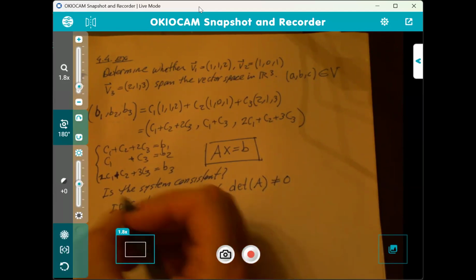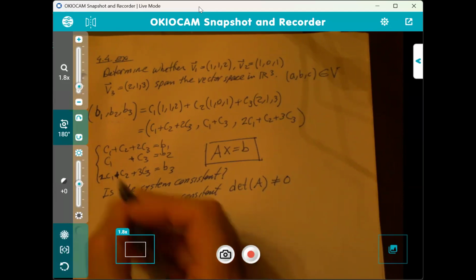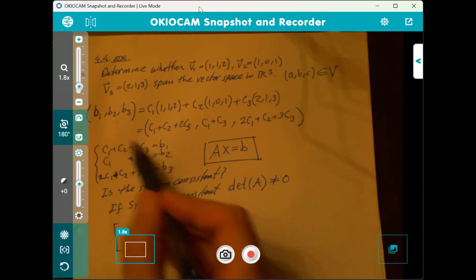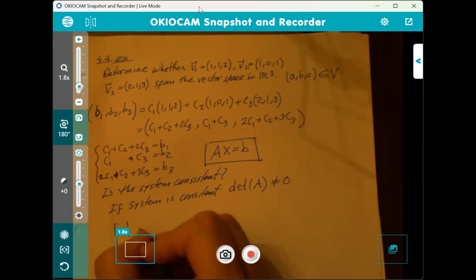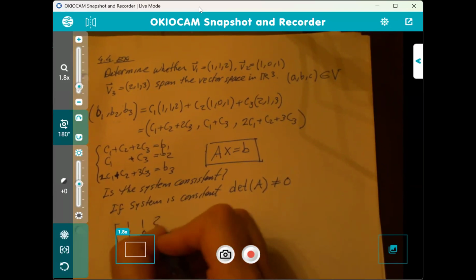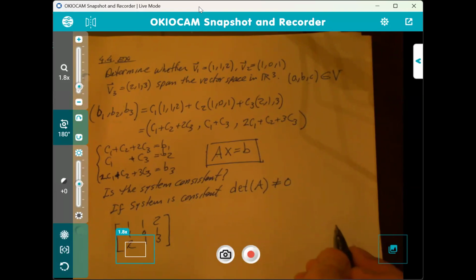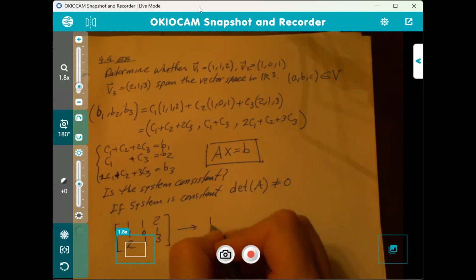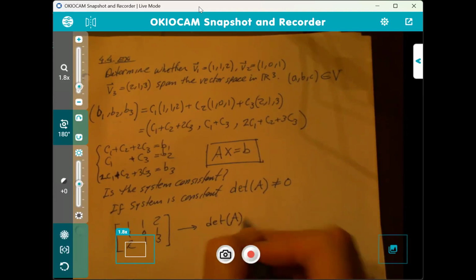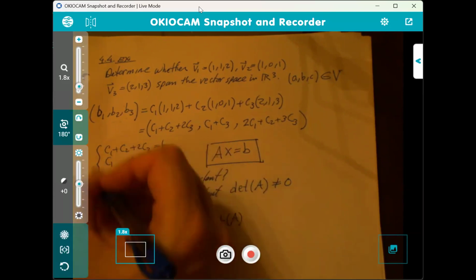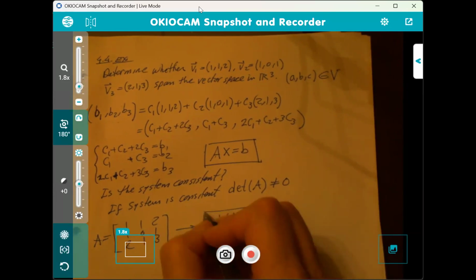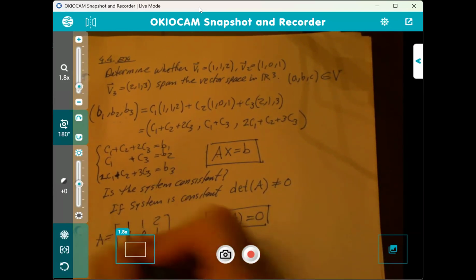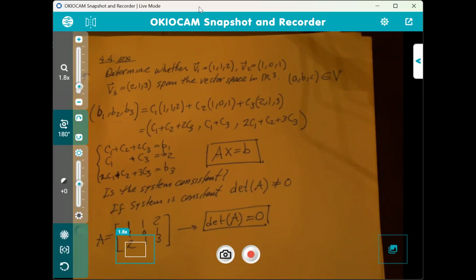So let's check out the system. We're talking about A here. A is the matrix of coefficients. The coefficients are 1, 1, 2; 1, 0, 1; and 2, 1, 3. And the determinant of this matrix A, which is a matrix of these coefficients, is 0. You can verify that. I ran it through Symbolab. And there you go. The determinant is 0.